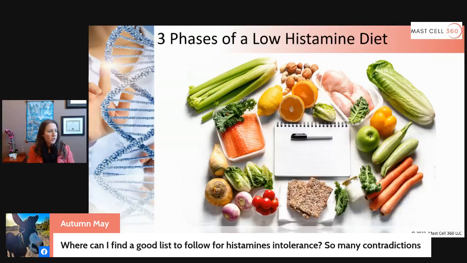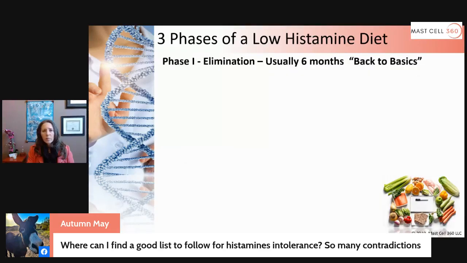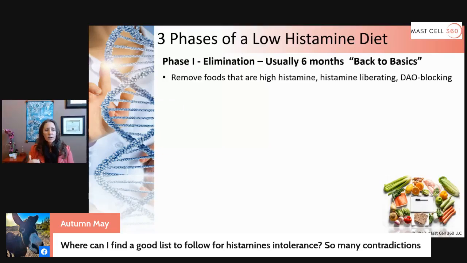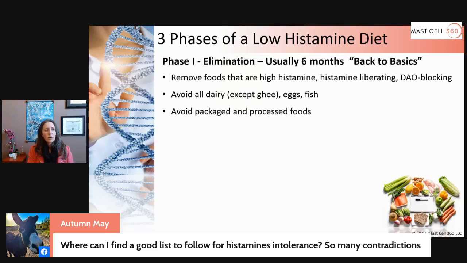So, 3 phases of the low histamine diet. What if you only have histamine intolerance? Phase 1, I call this kind of back to basics. That's your elimination phase. It might be 6 months. If you have a lot of challenges like I did, it may be a bit longer than that. This is where you're taking out your foods that are high histamine, histamine liberating, and DAO blocking. You're going to avoid other things that can be triggers like dairy, except most people can do ghee, eggs, fish, no packaged or processed foods, freezing all your leftovers after cooking.